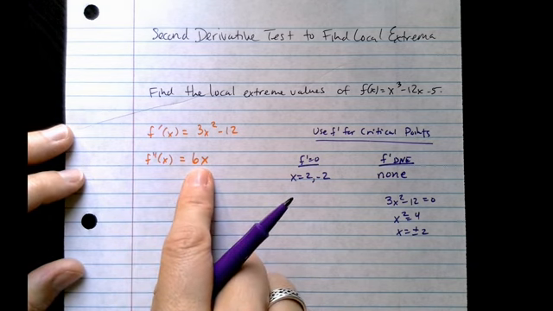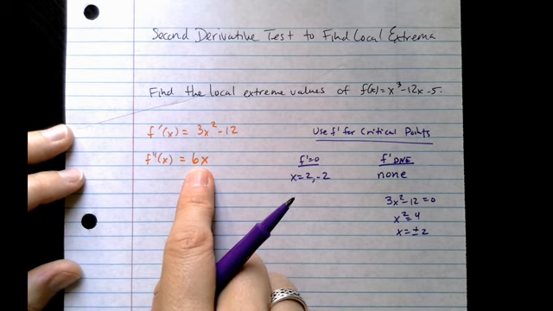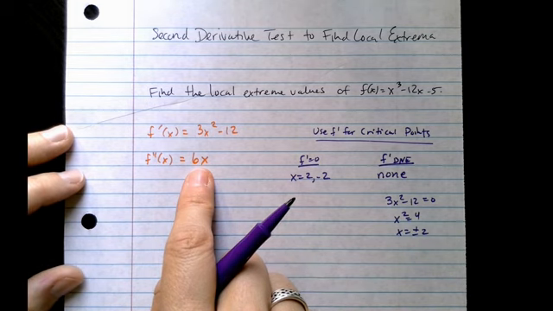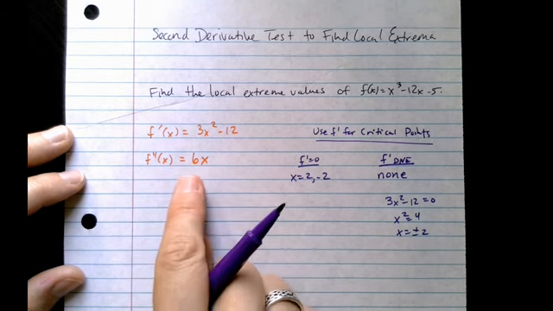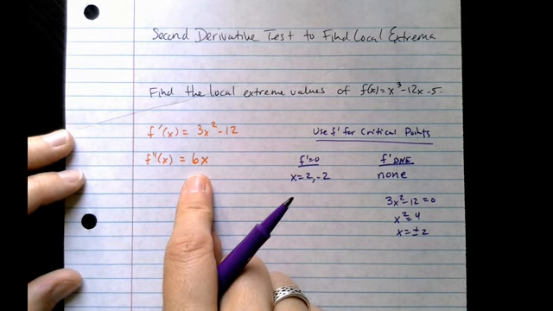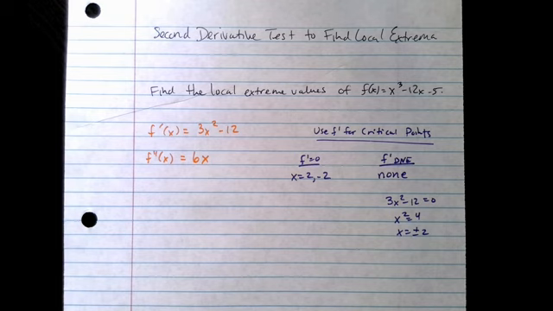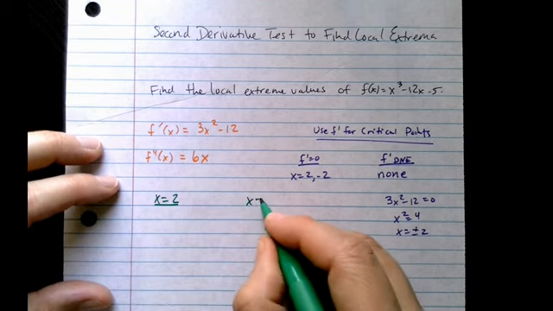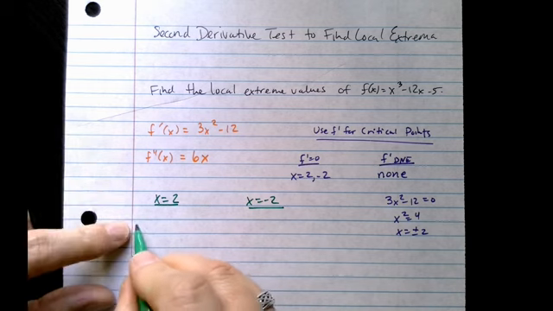And so if my second derivative ends up being negative, if the number result is negative, then that means my graph is concave down and thus it's a maximum. But if I plug in these numbers and I end up with a positive result, that means my graph is concave up and it is a minimum. So I'm going to test these individually. Here we go.